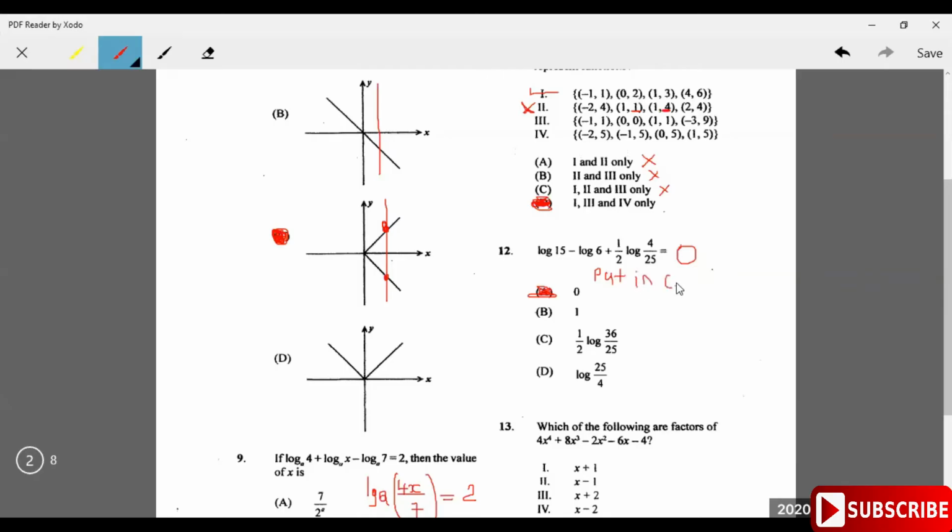If you don't want to work it out, just put it in your calculator. Easy question.